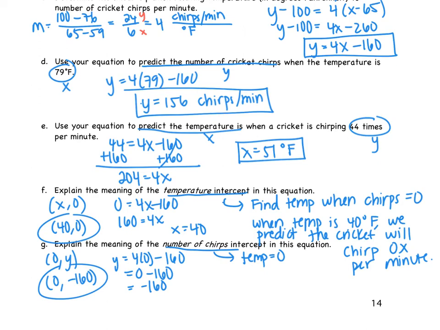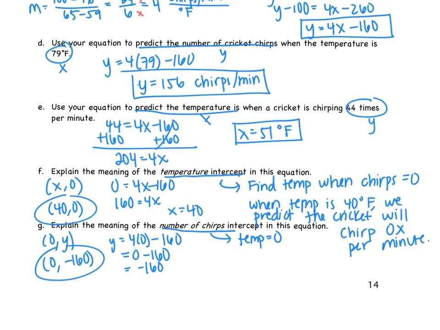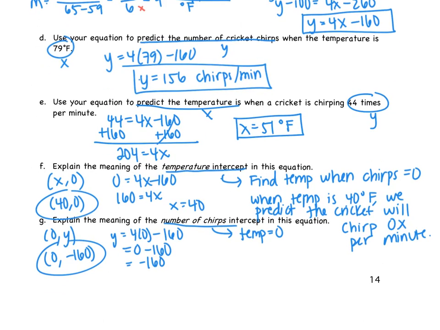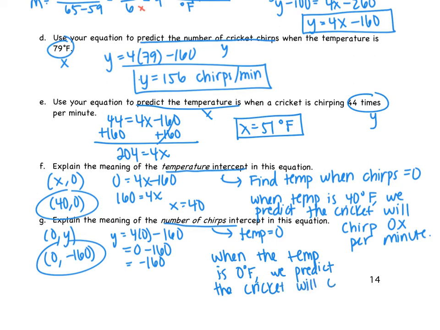Now, again, we need to explain the meaning of this. So in this case, when x is 0, when the temperature is 0 degrees Fahrenheit, we predict the cricket will chirp negative 160 times per minute.